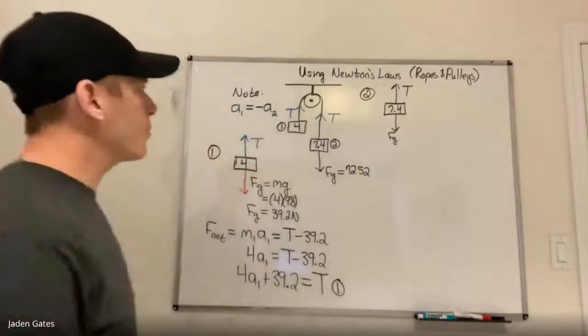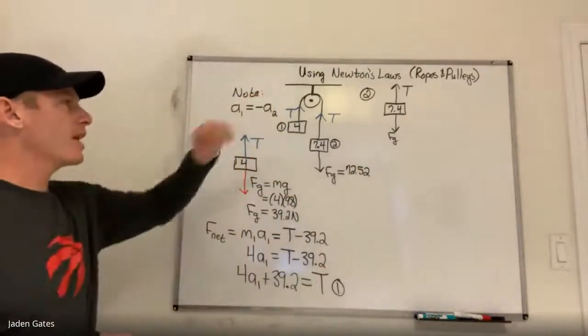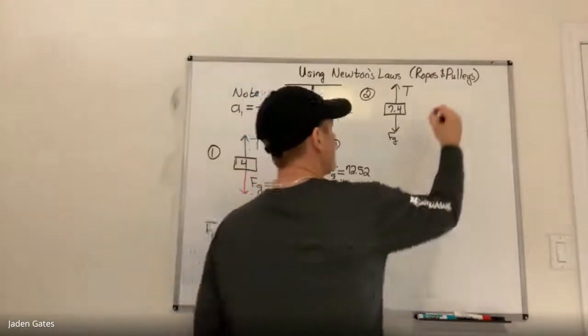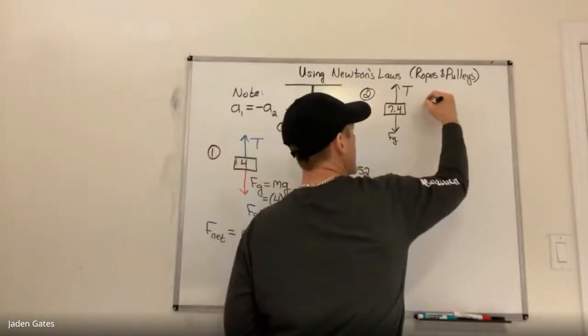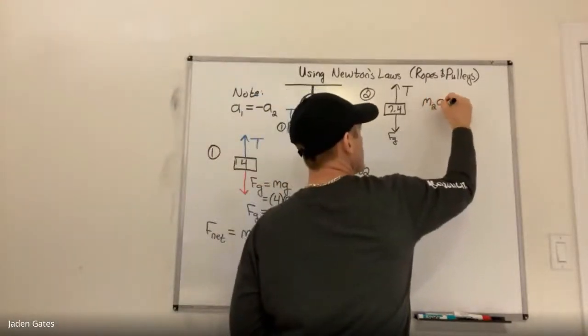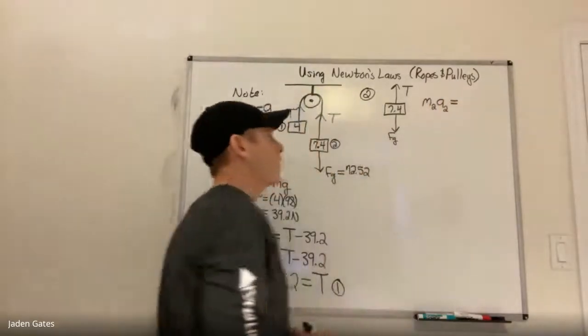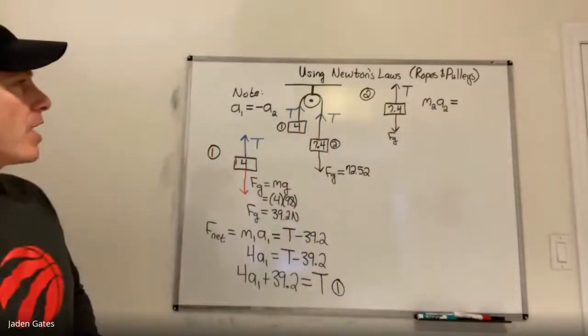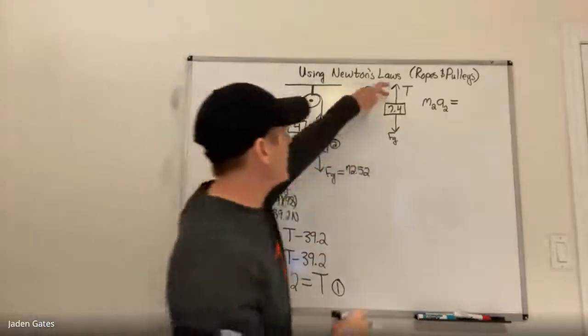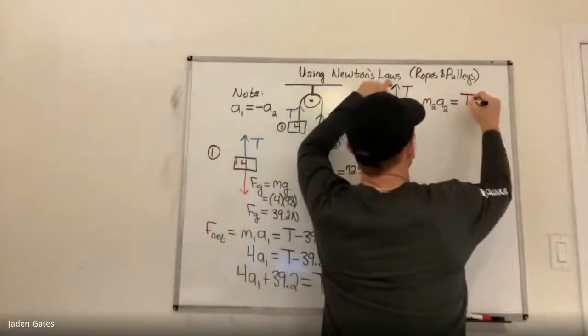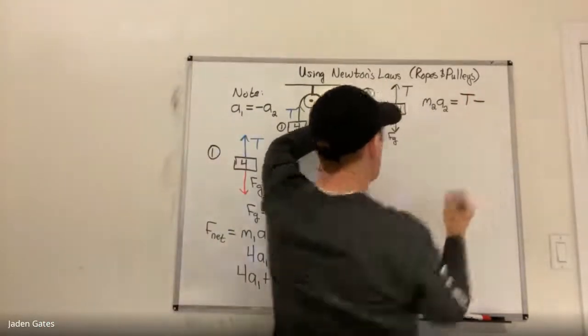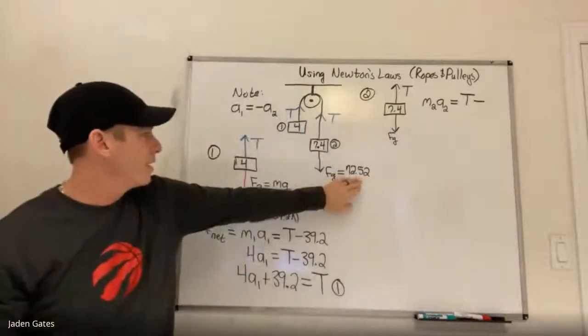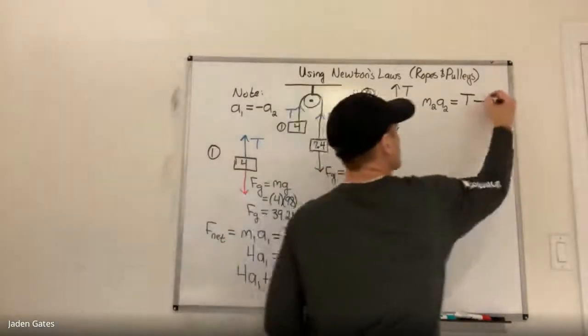Now I'm going to come up with an equation for my second object. Again, F net is equal to ma, or in this case, M2A2. So my net force is equal to M2A2. And what forces do I have? Well, again, I have the T pulling up and the force of gravity pulling down, so it's going to be T minus 72.52.